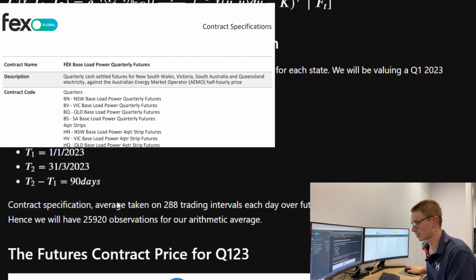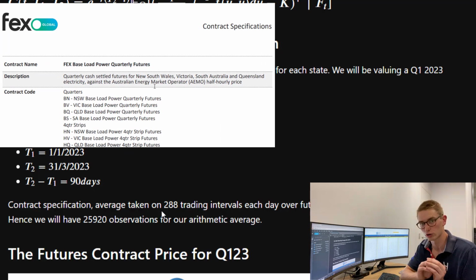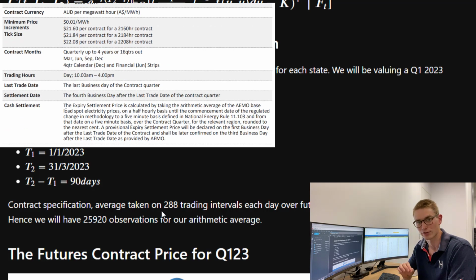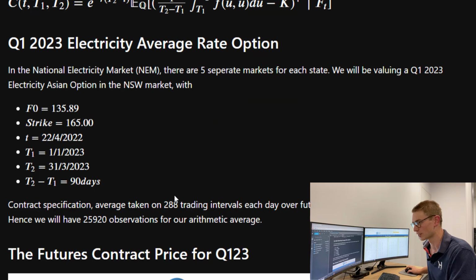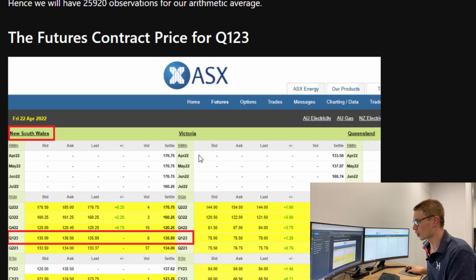Now, the contract specification has an average taken over all of the wholesale prices, so it takes the arithmetic average of the wholesale prices, and that's how you settle against the futures contract. This is an average taken on 288 trading intervals for each day over that contract period. So that's 90 days over 288 trading intervals per day, which leads to an arithmetic average on your wholesale price over 25,920 observations. Again, we get our current futures contract price for the Q1 23, which is settled at 135.89.